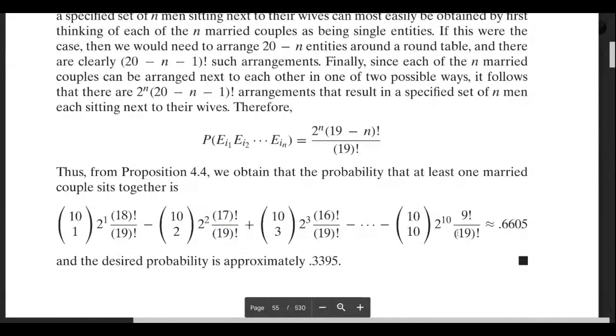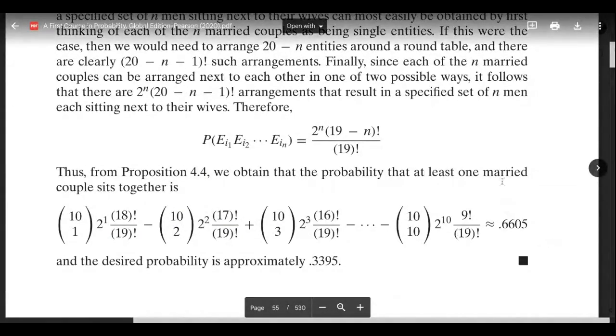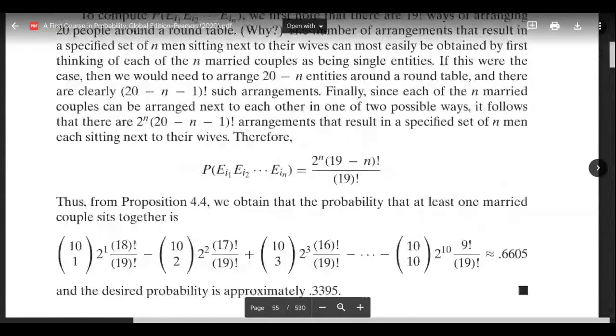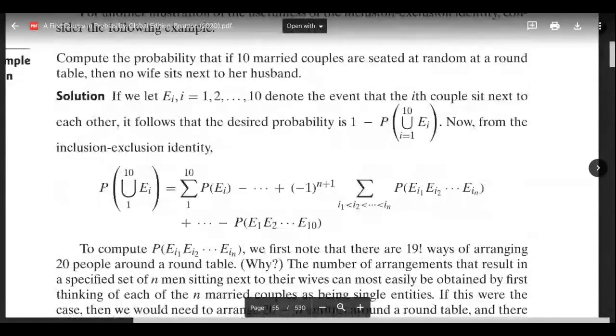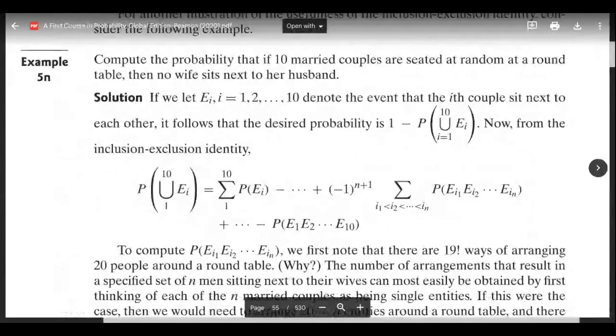Oh, those are good. Those are classic probability problems. Anyone has any questions so far?